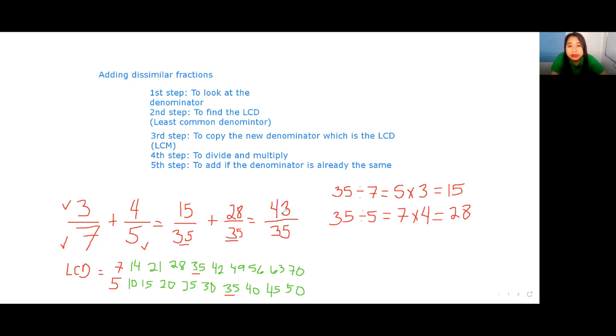Can we simplify this one? Can we divide it by 2? No. Can we divide it by 3? No. So this is the simplified answer. So let's move to another example.